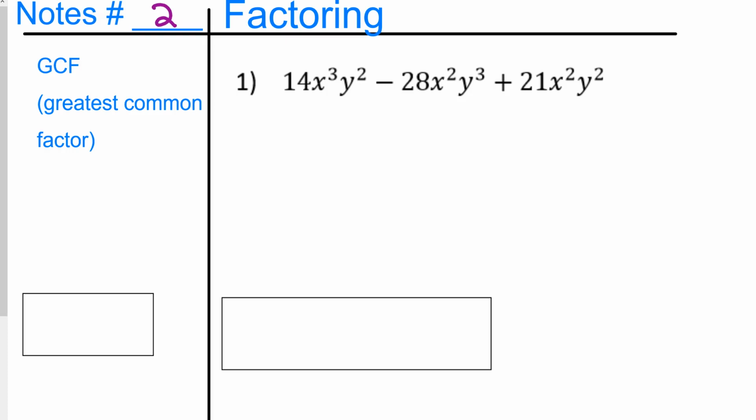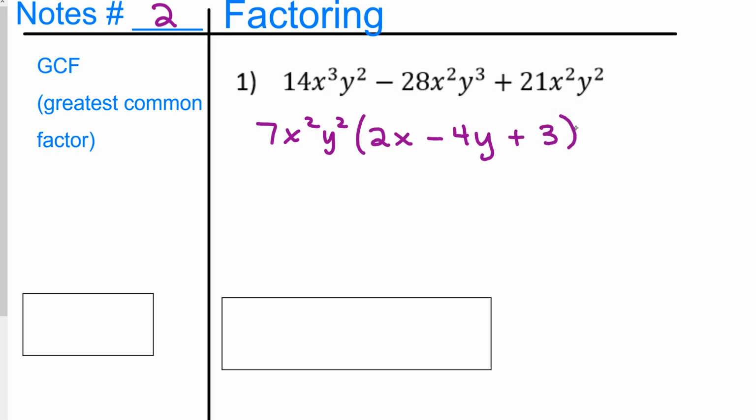So I notice that all of the numbers are divisible by 7, so I'm going to factor out a 7. All of the x terms, or shall we say x factors, are divisible by x squared, so we can factor x squared out of all of them, and we can factor y squared out of all of them as well. So if we factor 7x squared y squared out of all 3 terms, what do we have left? In the first term we have 2x, then we have minus, and in the second term we have 4y, and then we have plus, and then for the third term we have 3.